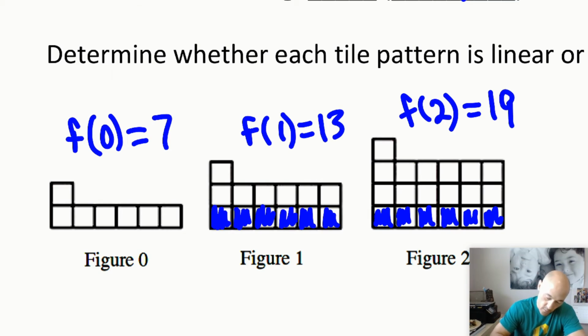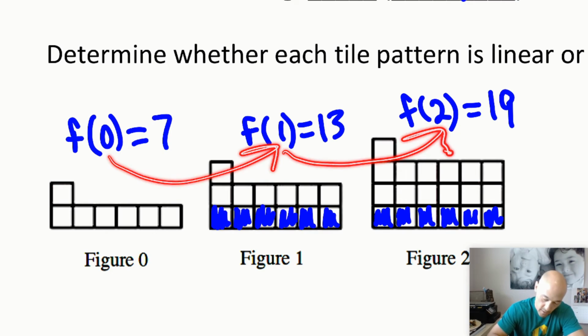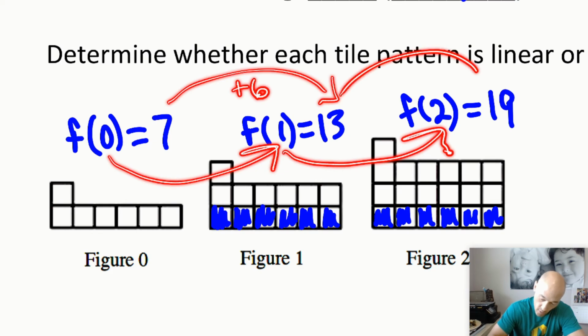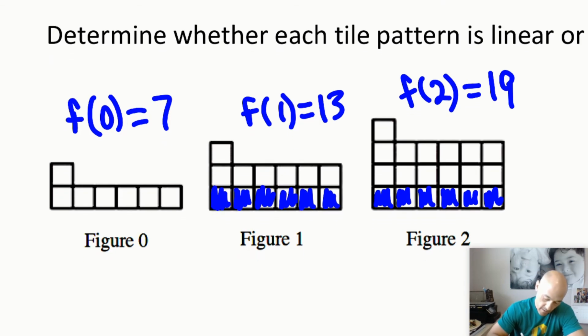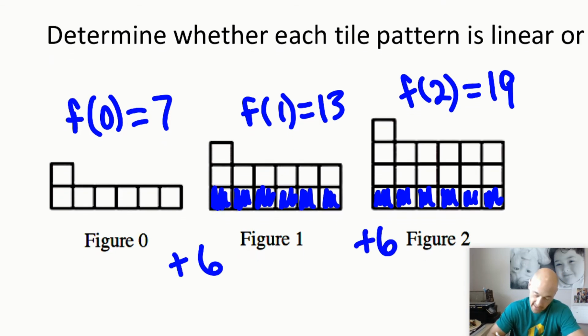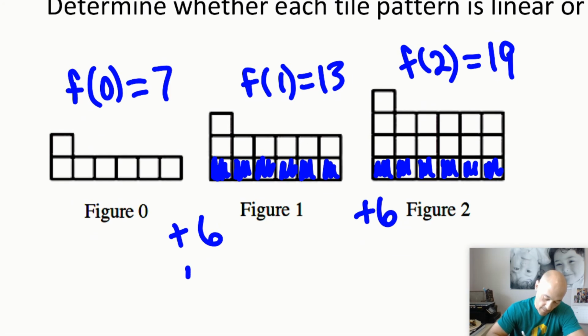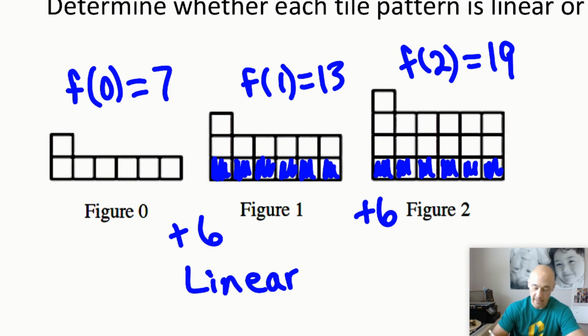So I can see that as we are increasing our figure number by 1, here we are adding 6. Here we're adding 6. So we're adding 6 and adding 6. So that is linear. It's a constant additive growth.